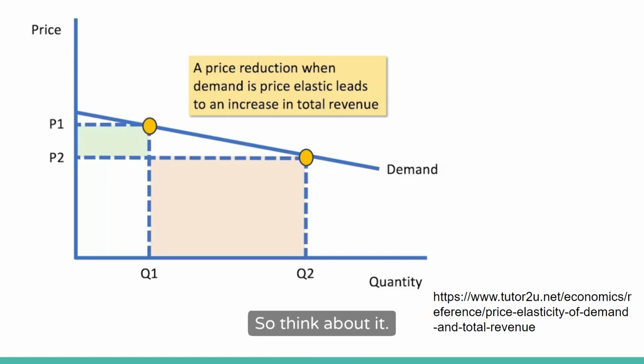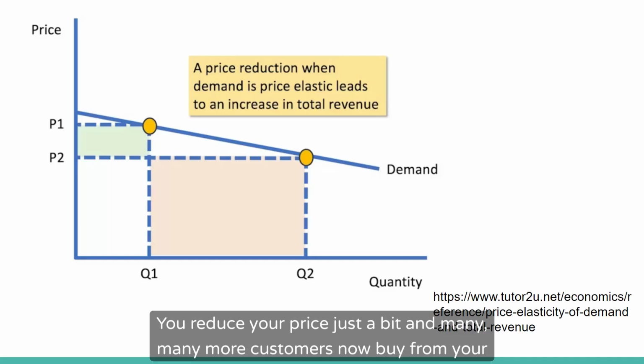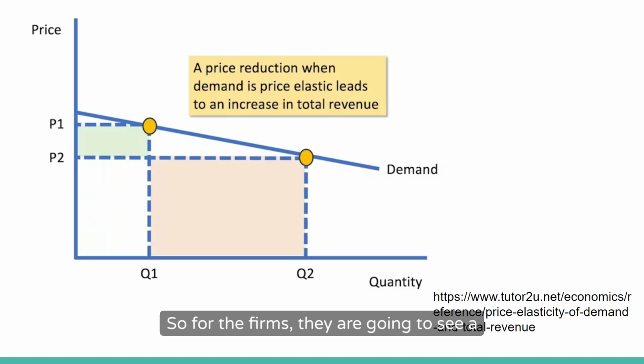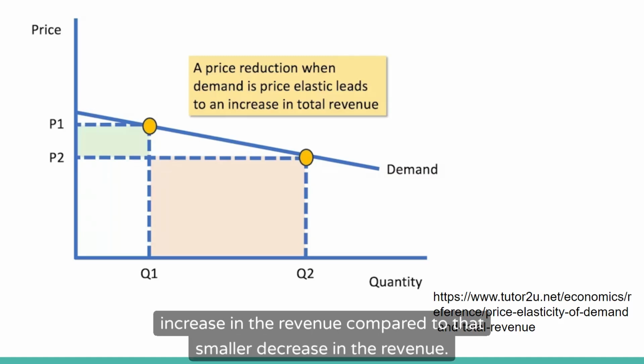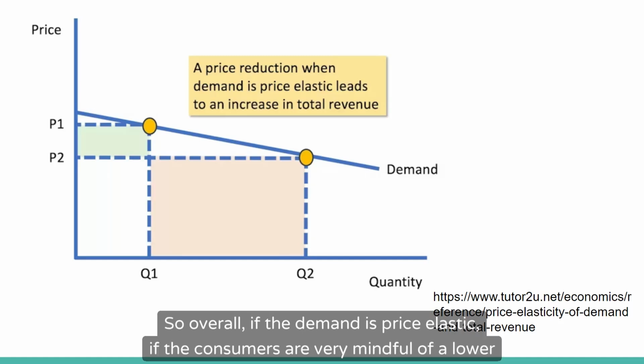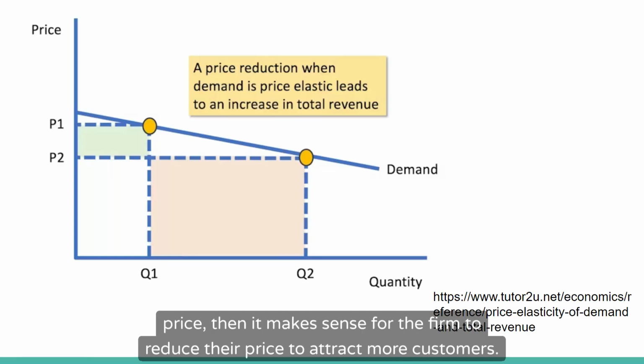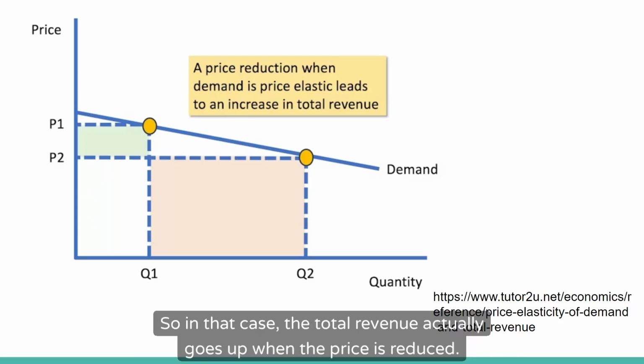So think about it. You reduce your price just a bit and many more customers now buy from your business. So the firm is going to see a bigger increase in revenue compared to that smaller decrease in revenue. Overall, if the demand is price elastic, if the consumers are very mindful of a lower price, then it makes sense for the firm to reduce their price to attract more customers. In that case, the total revenue actually goes up when the price is reduced.